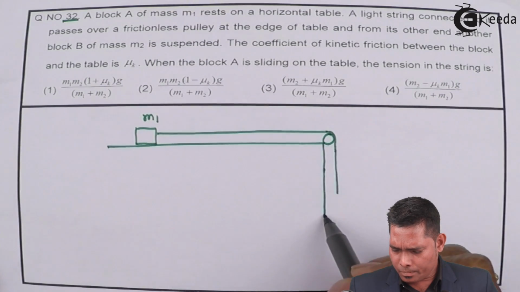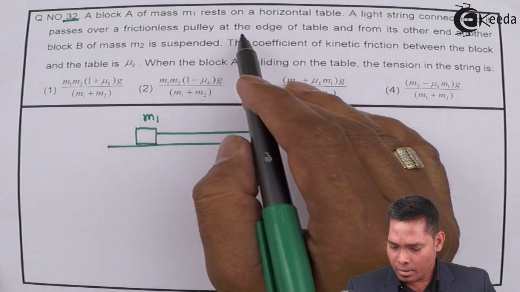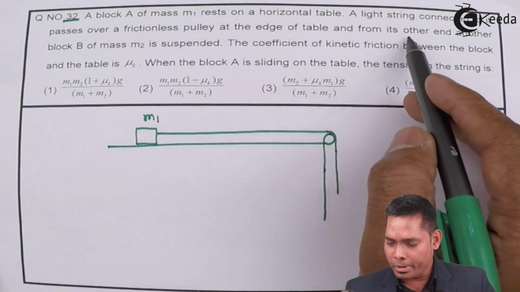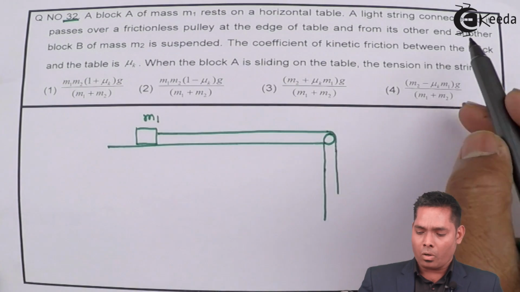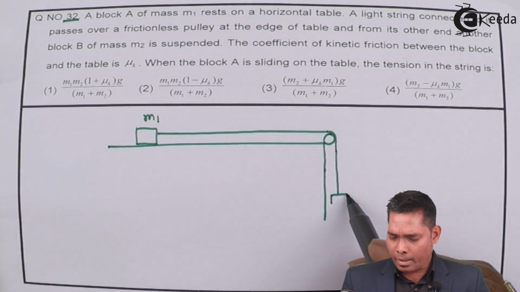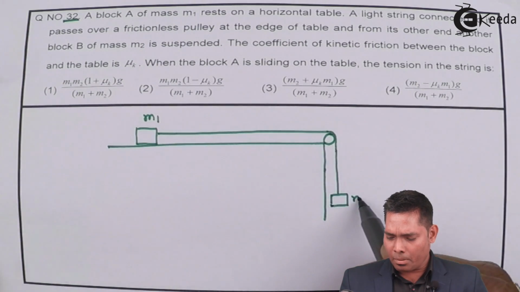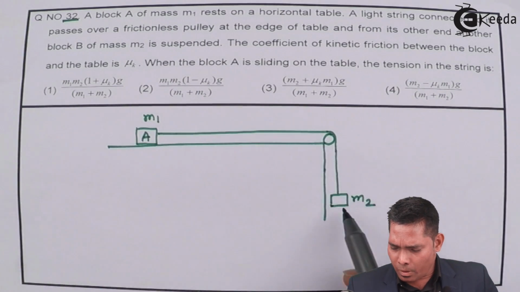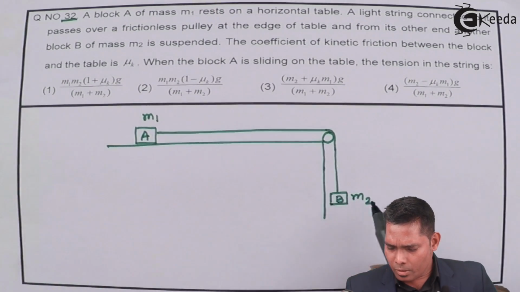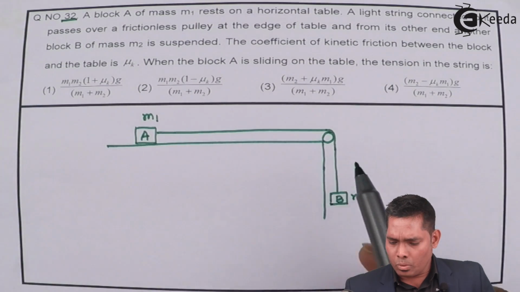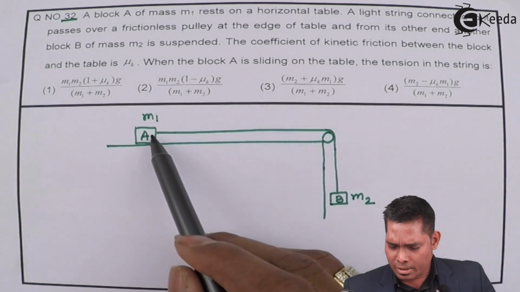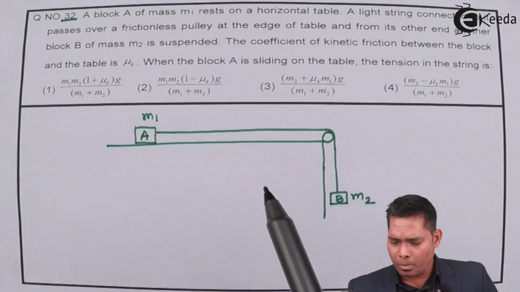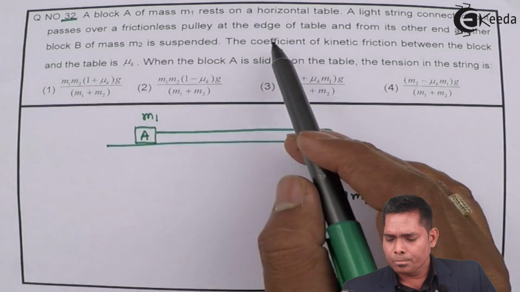the string passes over a pulley, and from its other end another block of mass M2 is suspended. So this is having mass M2. This block is A and this block is B, having masses M1 and M2, and the situation is like this.